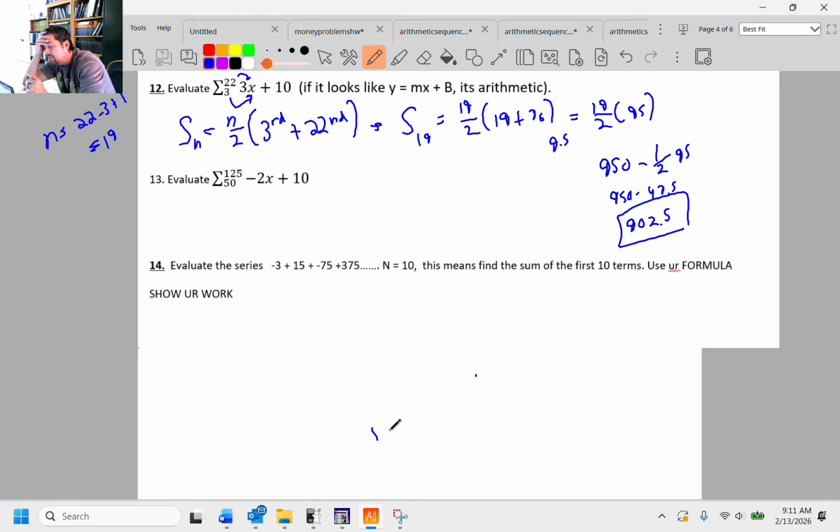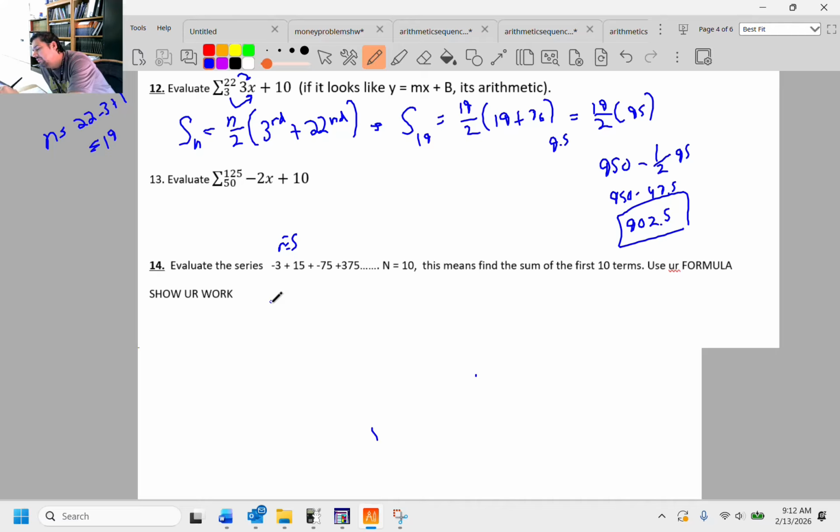14, evaluate the series -3 plus 15 plus -75 plus 375 equals ... So meaning it continues forever. For n equals 10. This means find the sum of the first 10 terms and use your formula. Now, this thing is geometric. It has a ratio. We're multiplying by -5 as we move right. Because -3 times -5 is positive 15. 15 times -5 is -75, and so forth.